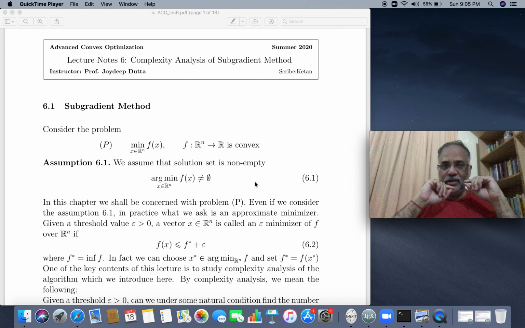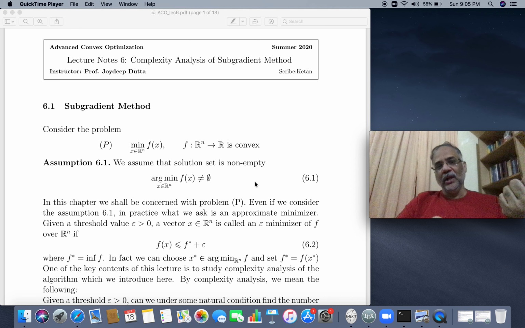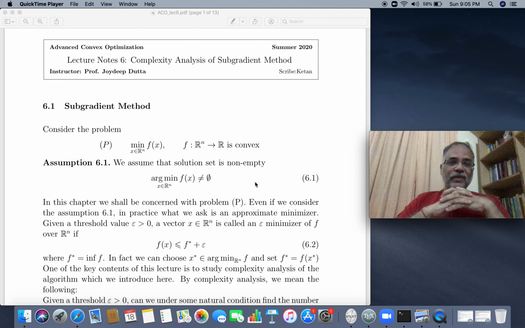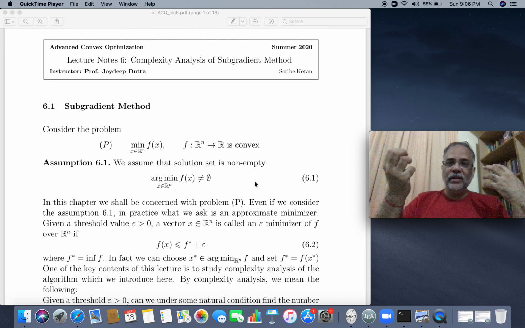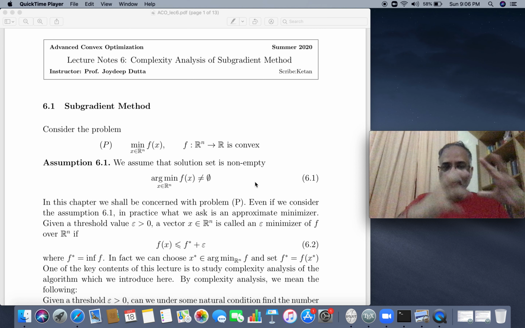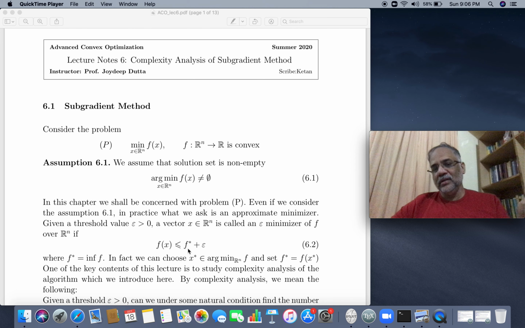Our concern here is about an approximate minimizer. Given a threshold epsilon greater than 0, which is usually very small, a vector x is called an epsilon minimizer over the whole of Rn if f of x is less than or equal to f star plus epsilon, where f star is the minimum value of the function. That is, for any x star in the argmin set, f star is f of x star, the global minimum value. So f of x must be less than or equal to f star plus epsilon. You can also say the definition is the same as writing f of x is less than or equal to f of y plus epsilon for any y in Rn.